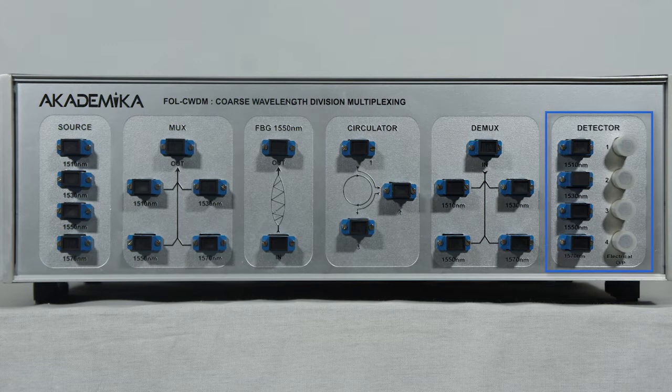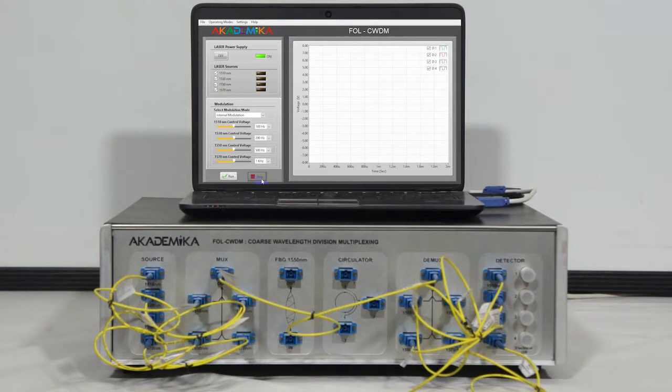It also has a 4-pin photodiode detector, 4-channel 4:1 mux demux, fiber Bragg grating with reflection at 1550 nanometer, a 3-port polarization independent optical circulator for C plus L band. This module is interfaced with the PC via USB, and a user-friendly GUI allows to control parameters and display results. Facility for source modulation using internal test signal as well as external user-defined signals are also available.